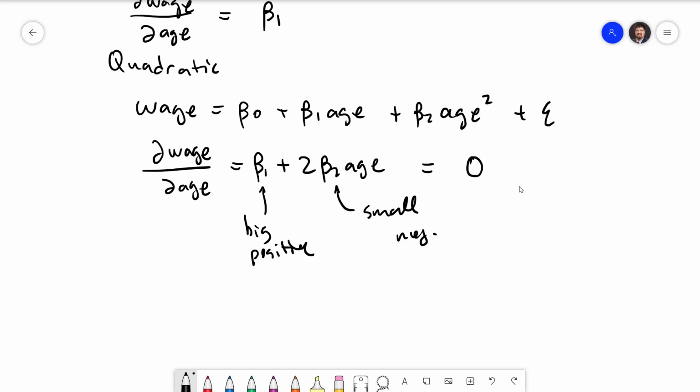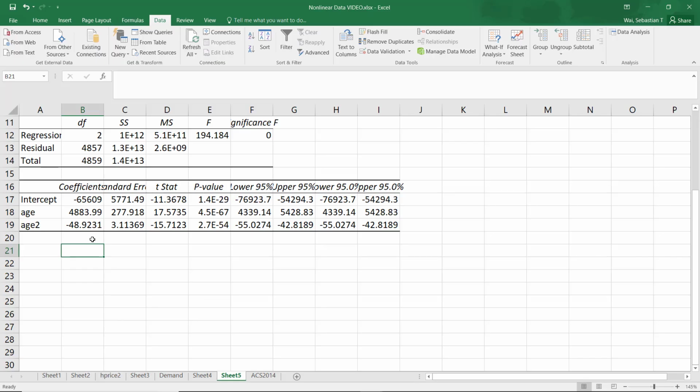So if I subtract beta 1 from both sides, I get beta 1 equals 2 beta 2 age. Then divide both sides by 2 beta 2 to get age equals negative beta 1 over 2 beta 2. Of course, age cannot be negative, but this is going to be a positive number because we have a negative number for beta 2. As before, we want to always use Excel for these type of calculations so that we can avoid rounding as much as possible.